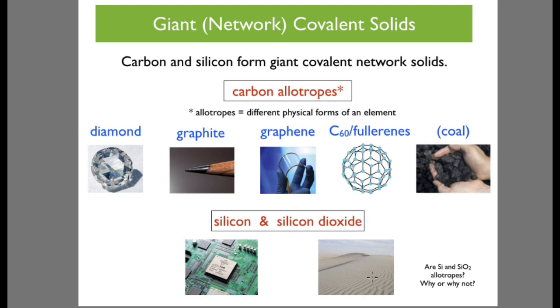Is silicon dioxide an allotrope of silicon? What do you think? Well, up here it says different physical forms of an element. So silicon dioxide has two elements in it, and so it's not considered an allotrope.